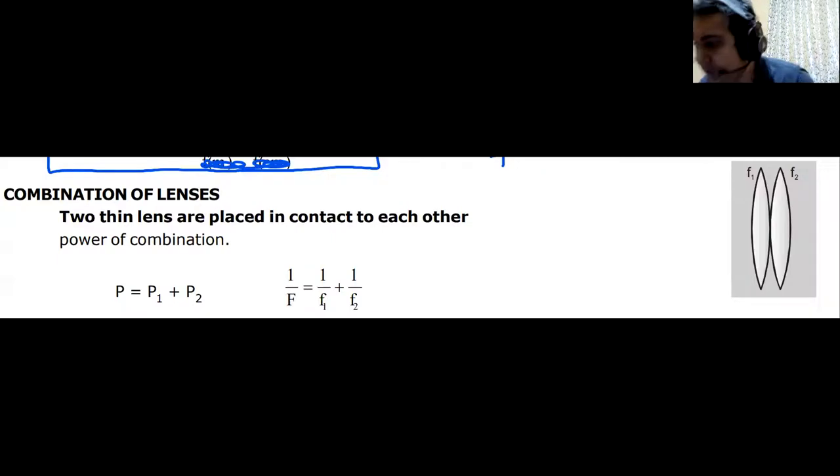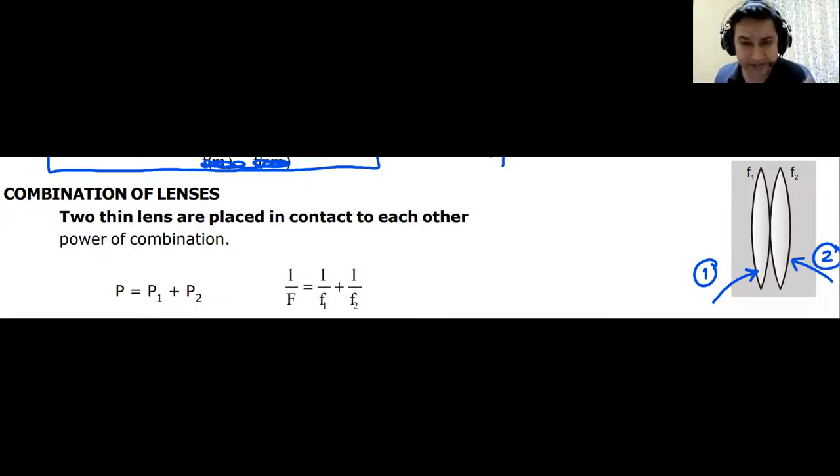The reason I again gave you the formula for power of a lens is that we need to understand and remember what happens if I have two lenses which are placed in contact with each other. If you see here, this is lens number one. It is a convex lens. This is lens number two. Again, this is a convex lens. It doesn't matter what type of lens we are talking about. We can have more than two lenses as well, which are kept in contact. It can be three, it can be four. They can be convex lenses, they can be concave lenses, they can be any combination of lenses. If I keep a number of these lenses in contact, whatever arrangement I make, that arrangement will act as a lens.